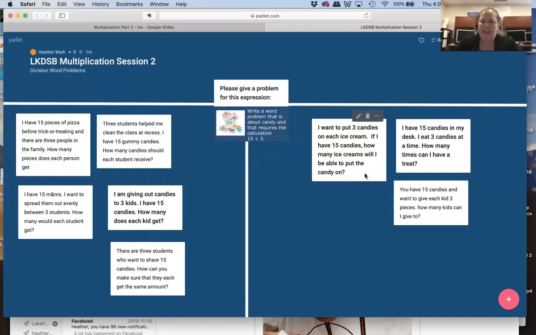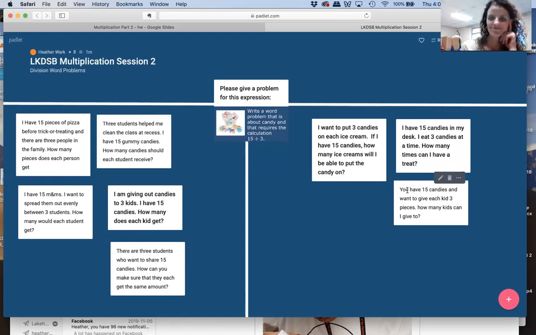And then on this side we have that they want to put 3 candies on each ice cream. If they have 15 candies, how many ice creams will I be able to put the candy on? And I have 15 candies in my desk. I eat 3 candies at a time. How many times can I have a treat? And you have 15 candies and you want to give each kid 3 pieces. How many kids can you give them to? So I wonder if anyone can see a difference yet between these 2, and if not, I think we're going to go and do the next exercise and then come back to this page.